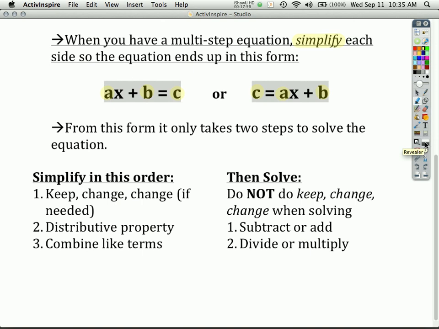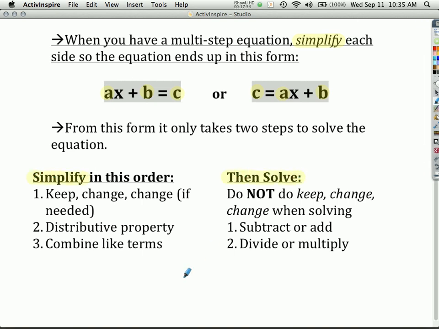I cannot overemphasize this. Simplify, then solve. Simplify, then solve. Okay?